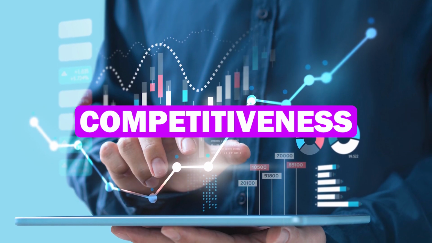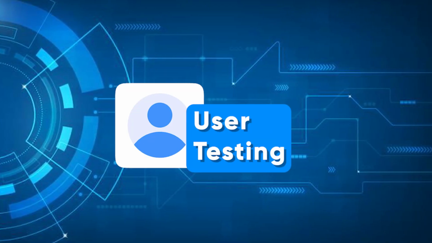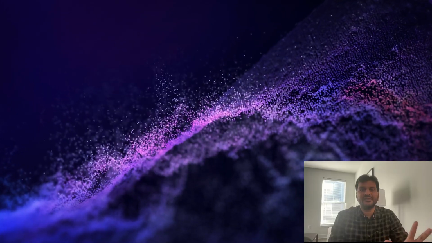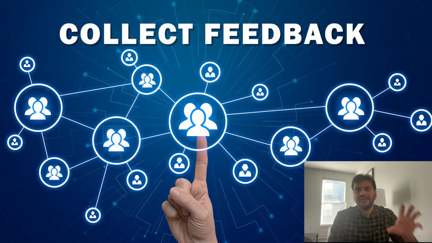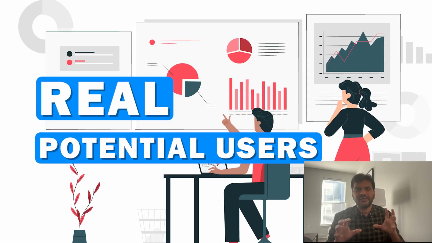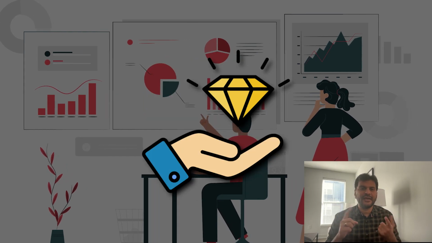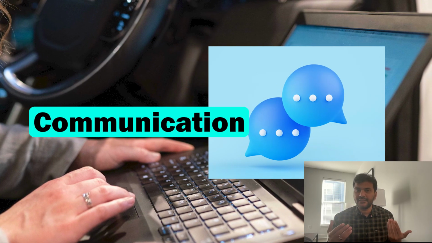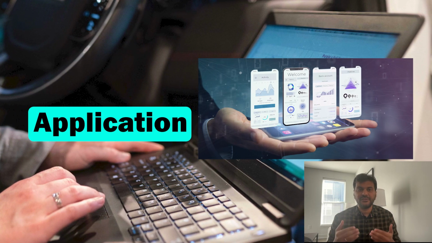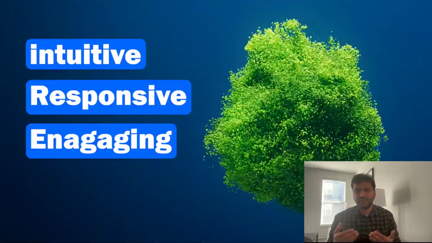To ensure the competitiveness. This is pretty much about the algorithm testing. Now the fourth point is user testing. So this fourth step, user testing, is to test the user experience and satisfaction of the AI application. For that, a user needs to collect the feedback from real or potential users on the usability, functionality, and the value of the AI software. Now, the user needs to test the user interface, interaction, and communication of the AI software or application, which ensures that it provides an intuitive, responsive, and engaging experience to the user.